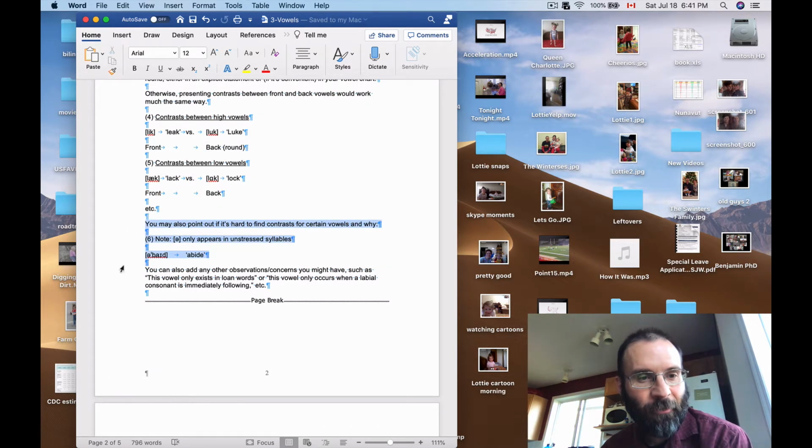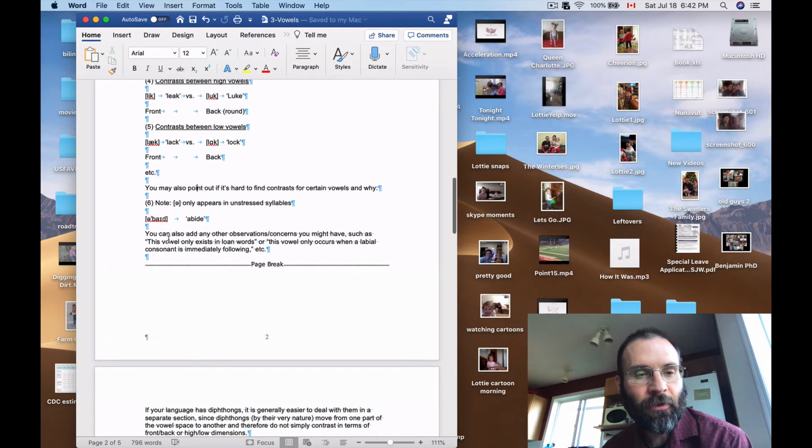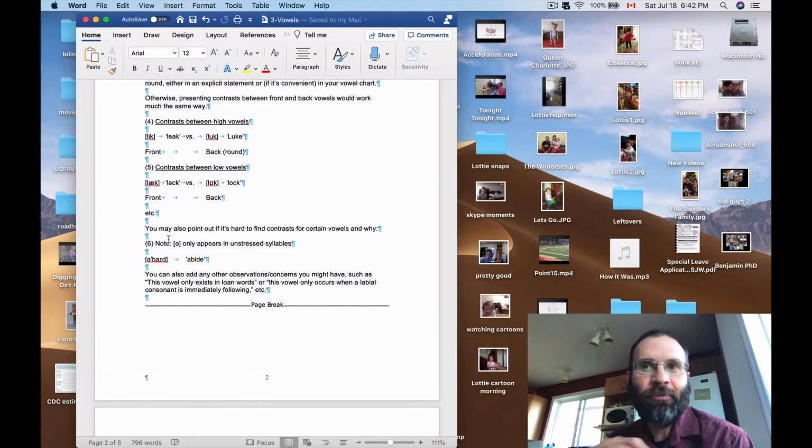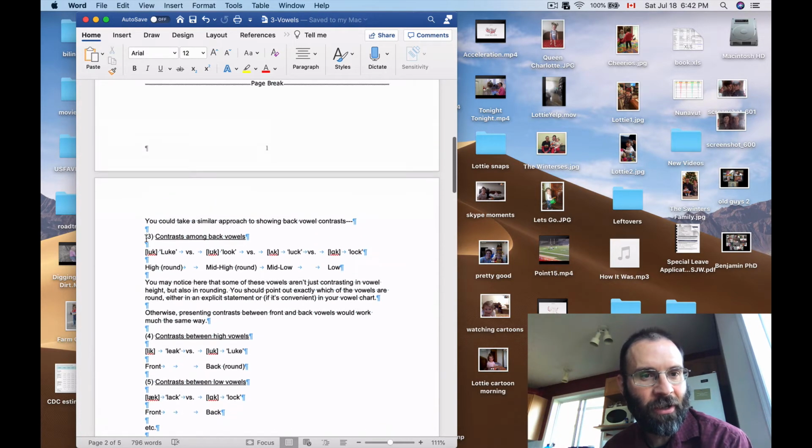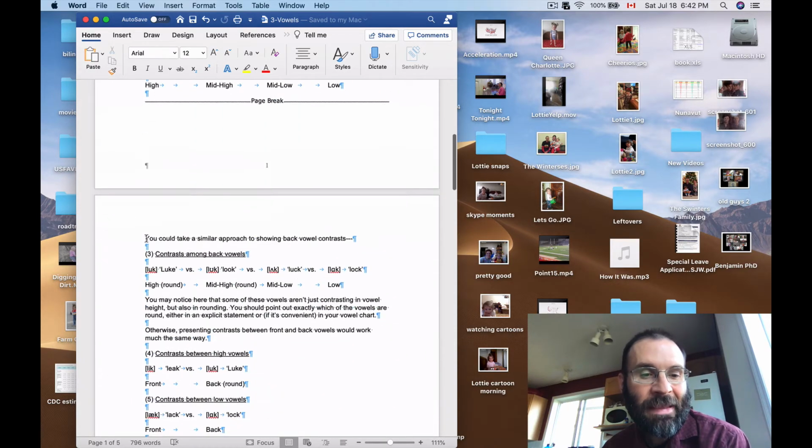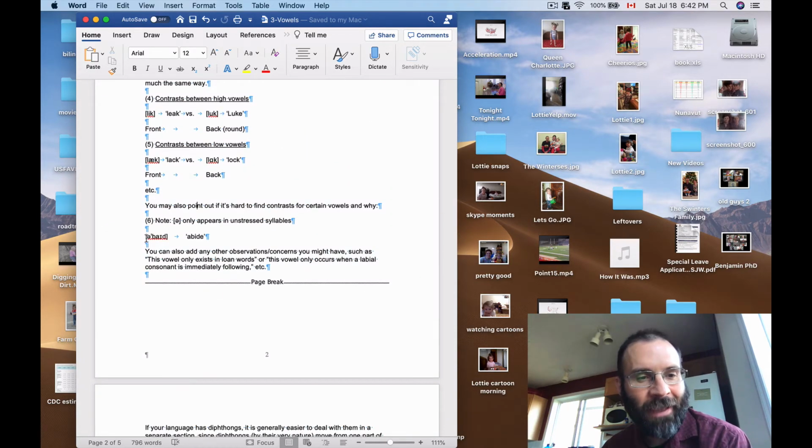I've got a little point here about phonological oddities for certain vowels. So if it's hard to find contrast for certain vowels, why is that? For my dialect of English, schwa only appears in unstressed syllables, and when other vowels appear in those unstressed syllables, they often reduce to schwa. So it doesn't really directly contrast with a wedge for me. To say that it's a contrastive vowel is a bit of a stretch.